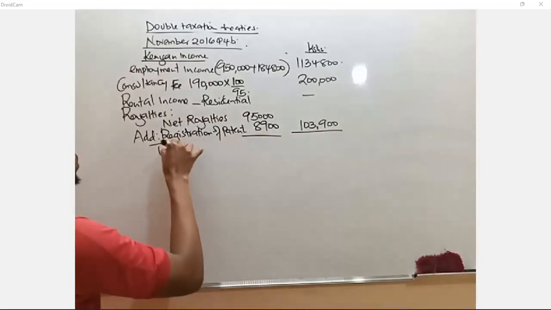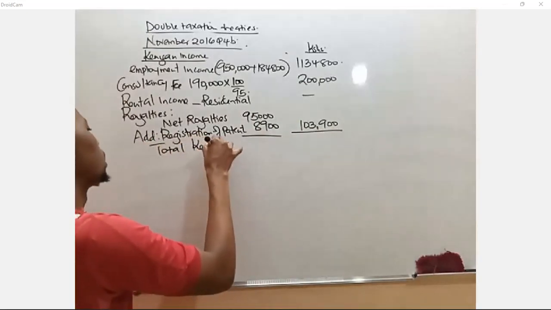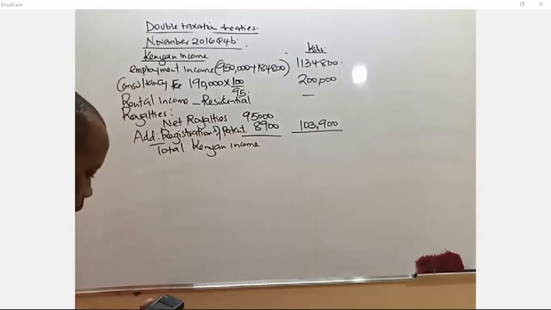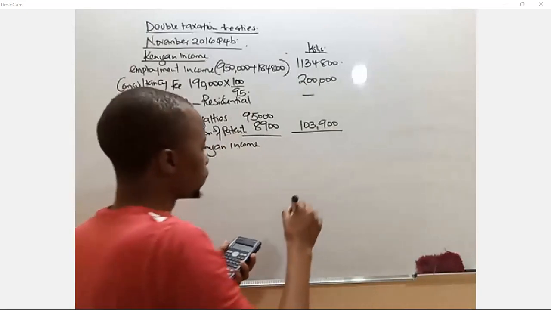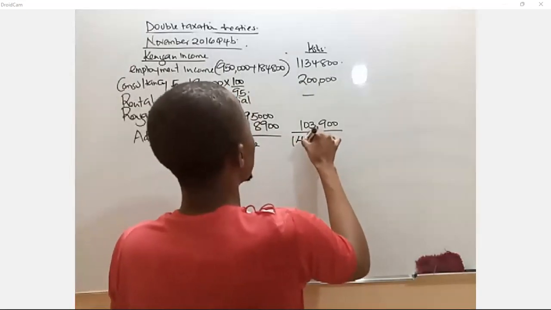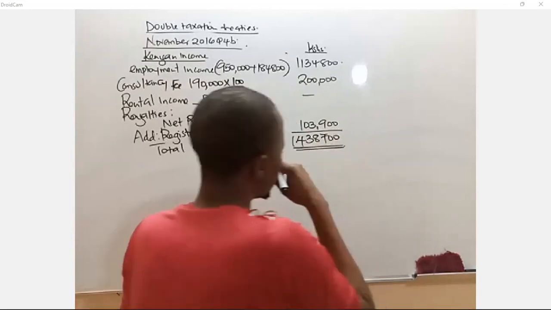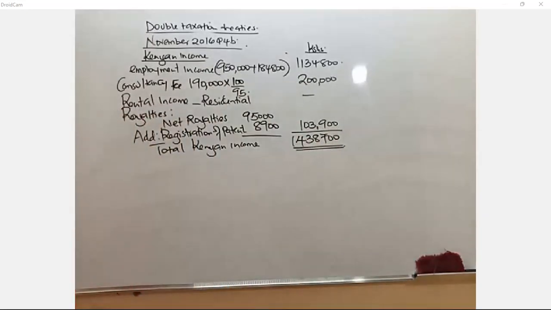So let me get the total Kenyan income. How much is the total Kenyan income? It will be 200,000 plus 1,134,800 plus the royalties. You can see we are getting 1,438,700, right? Yes, it should be like that.